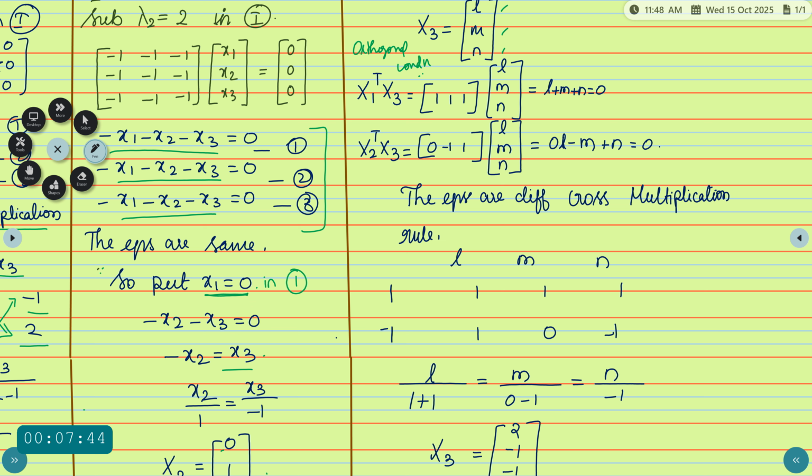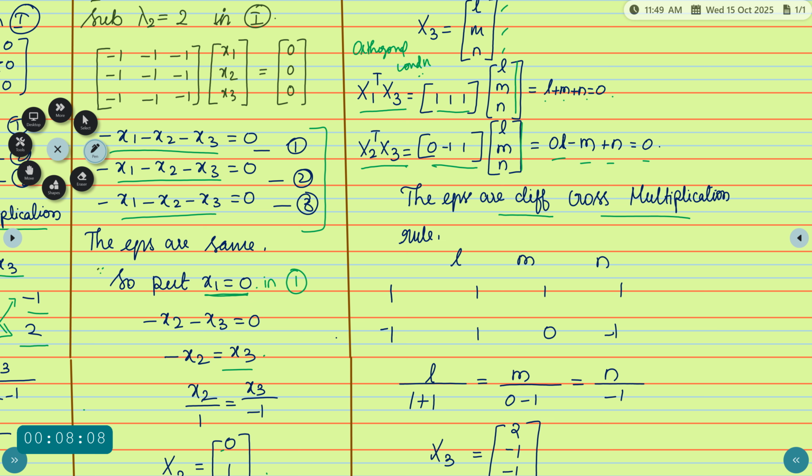So what is the orthogonal condition? x1 transpose x3 equal to 0, x2 transpose x3 equal to 0. So x1 value and x2 transpose element, just you have to multiply. The equations are L plus M equal to 0 and L minus M plus N equal to 0. The same rule also we are going to follow. The equations are same or different? Here the equations are different.